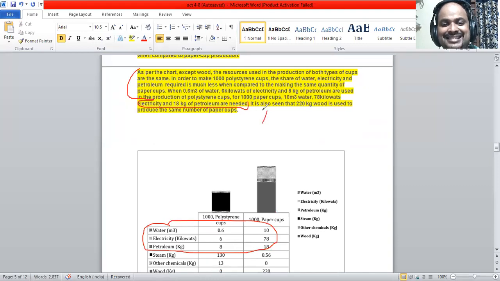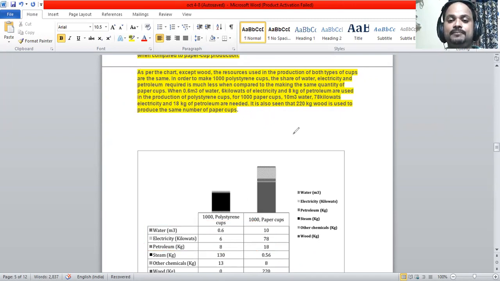Now one more sentence is added. It is also seen that 220 kilogram wood is used to produce the same number of paper cups. So we have said that we need wood too.